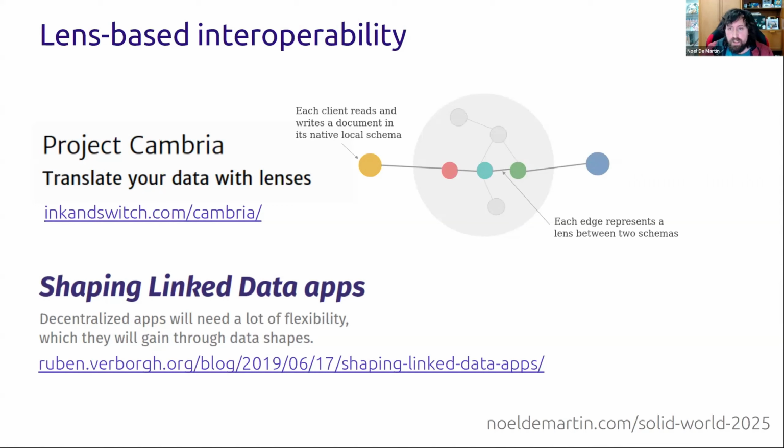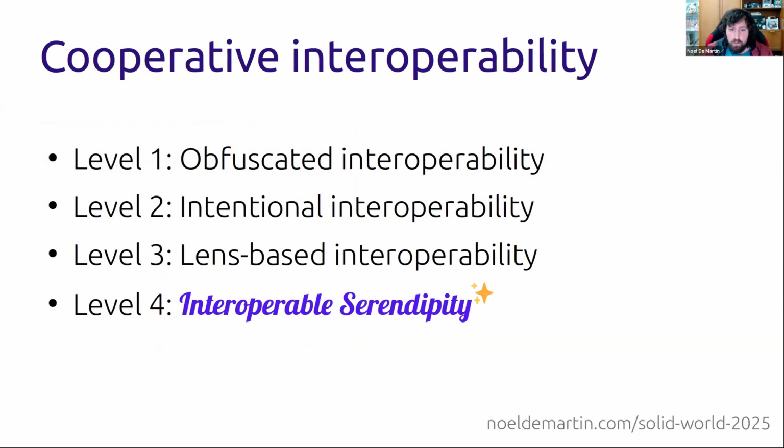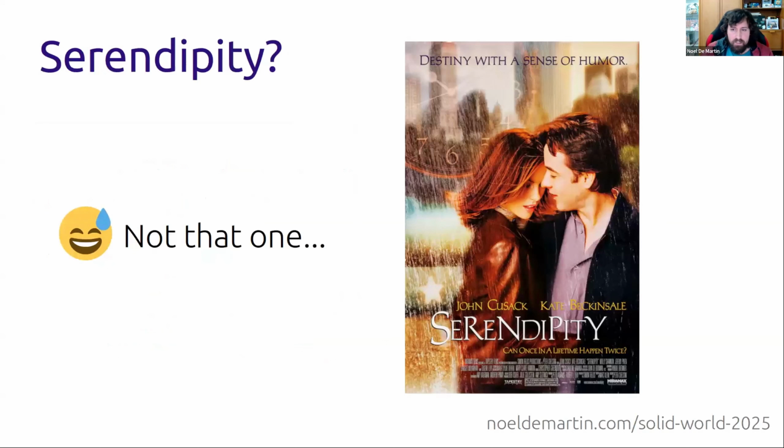However, this is still not the best possible scenario because you have to define the lens. There is still something you have to do. For me, the ideal situation would be what I call interoperable serendipity. And what do I mean with that? It has nothing to do with the movie, although that's what you may think about this word. At least that's what I did at the beginning.